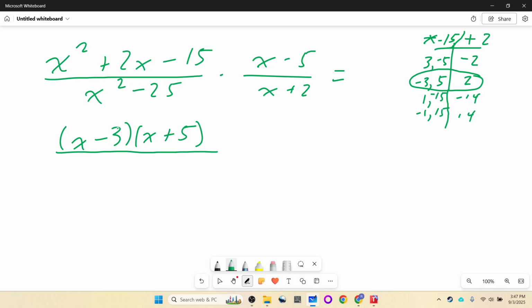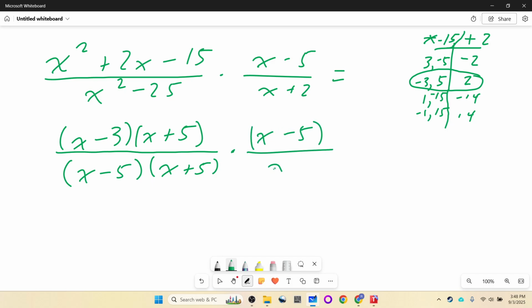Now, you can do the same thing and say, what are two numbers that multiply to negative 25 and add to 0? That'll end up as being 5 and negative 5. Or if you recognize there's a difference of squares, you can immediately just jump to the answer there. X minus 5 over x plus 2.